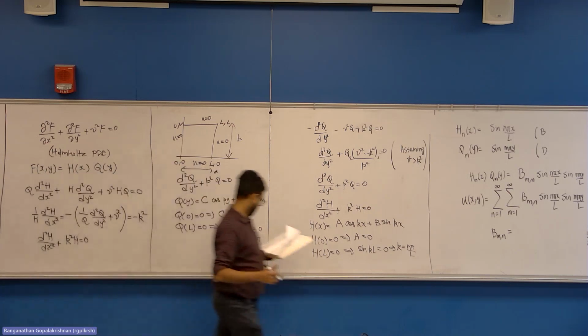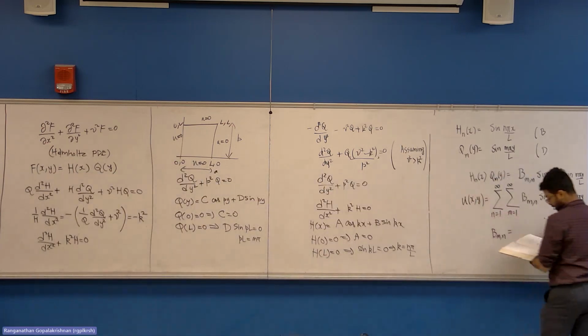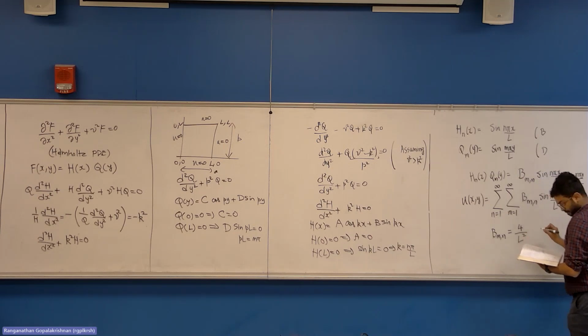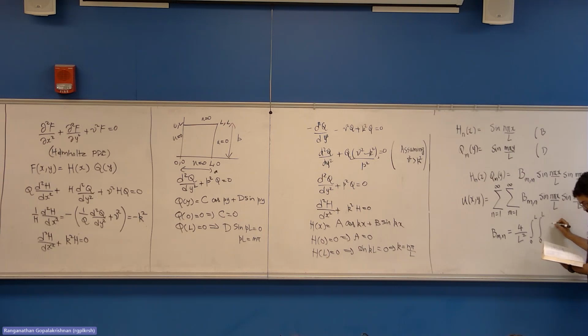Airdropping a formula. This would be 4 times L squared, integral from 0 to L, 0 to L, f of x comma y, sine m pi x over L, sine n pi y over L, dx dy.